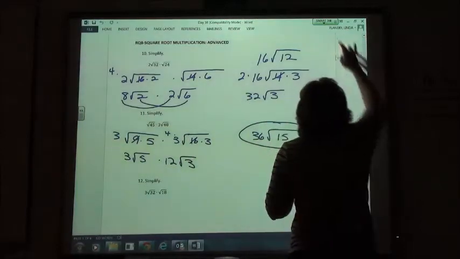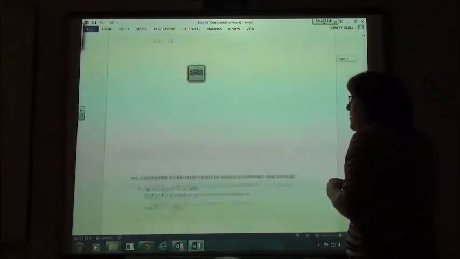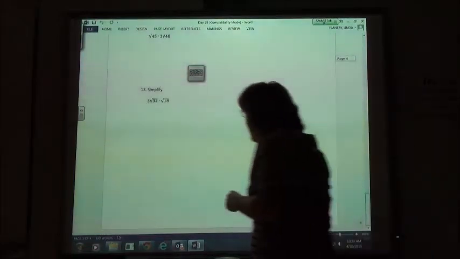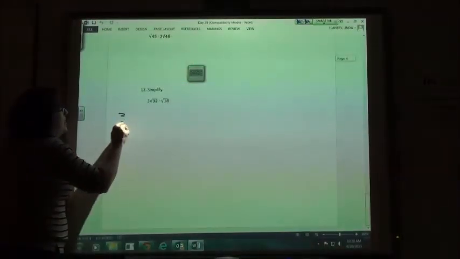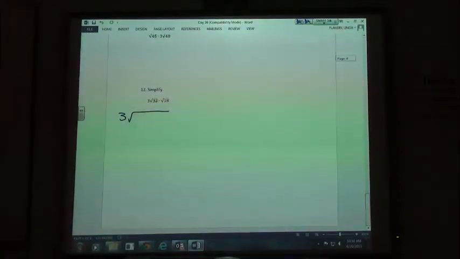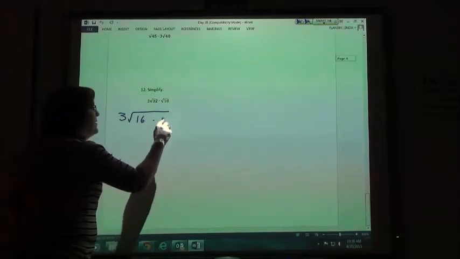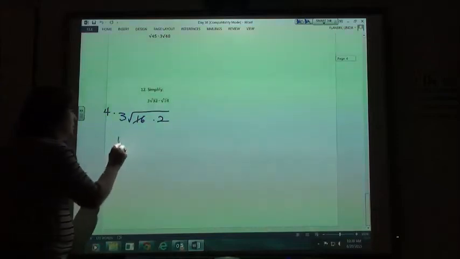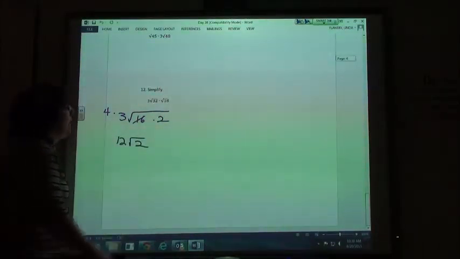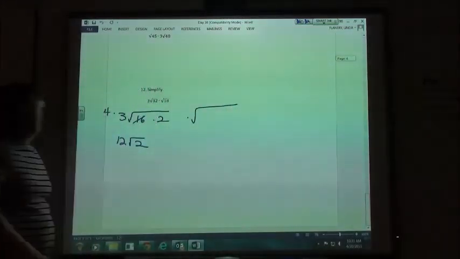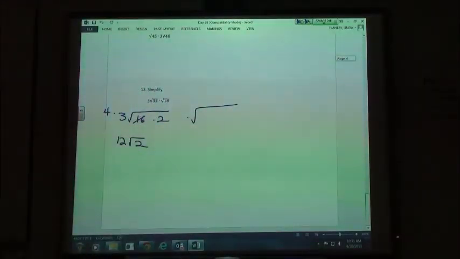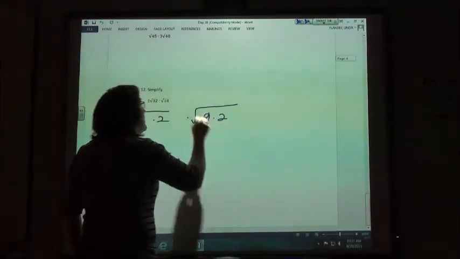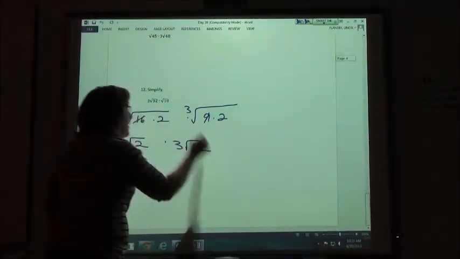One last one on this page because these are probably a little trickier and you probably haven't done much with these. So number 12, we've got 3 square root of 32. 32, we factored that a few times. What was the best way to factor that one? 16 and 2. Square root of 16 is 4, so I'm going to get 12 square root of 2. 18. How did we factor 18? 9 times 2, so when I simplify that, I get 3 square root of 2.